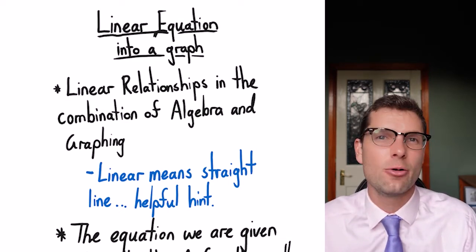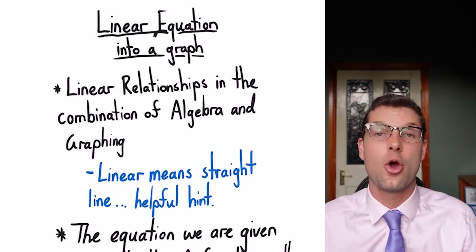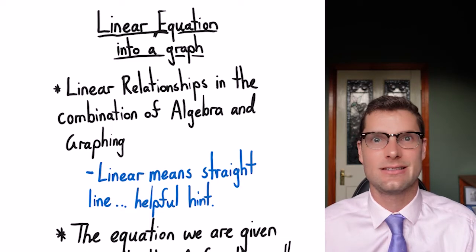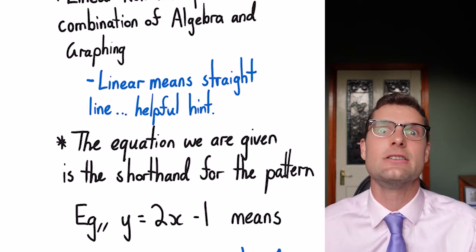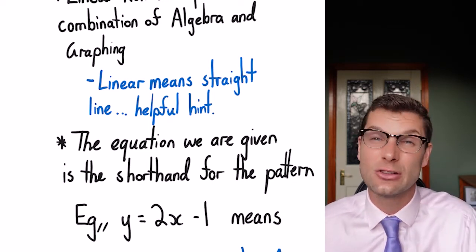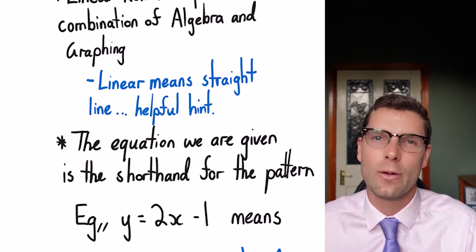So remember that linear relationships are a combination of algebra and graphing. We've got two terms, x and y, and they are related in some way. The most important thing to remember is that linear literally means straight line graph. So just make sure that if your line has any bends in it or anything like that, you might have done something wrong in your working out.